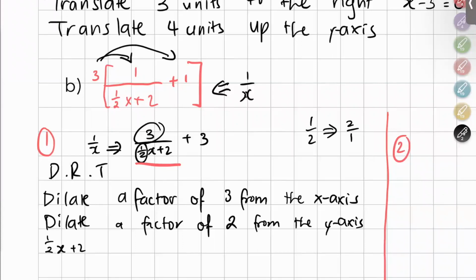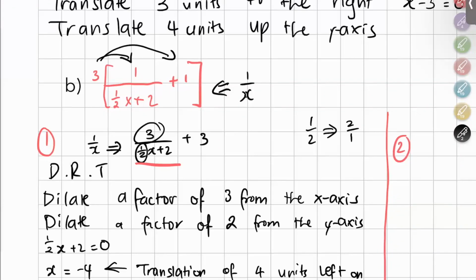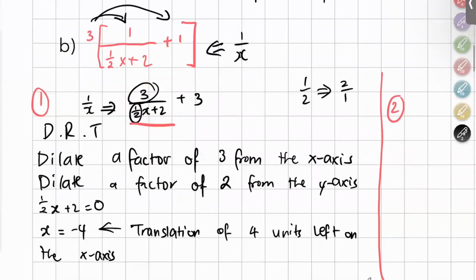Remember, to find the translation, you just use null factor law. Make it equal to 0. And you solve and you get -2, -4. Therefore, this tells me this is a translation of 4 units left on the x-axis. Okay? Because you move this to the other side.